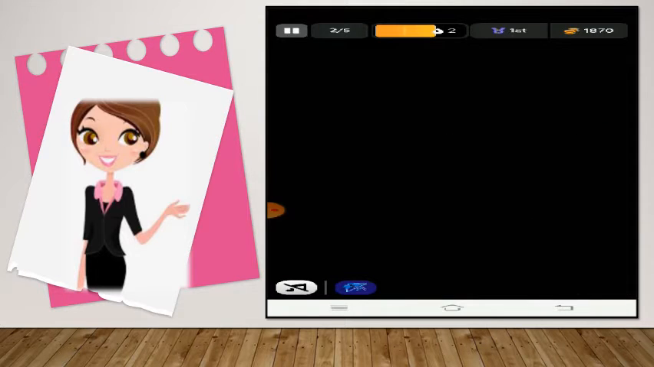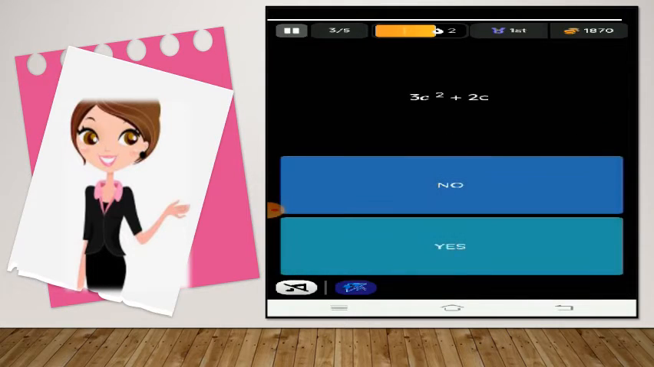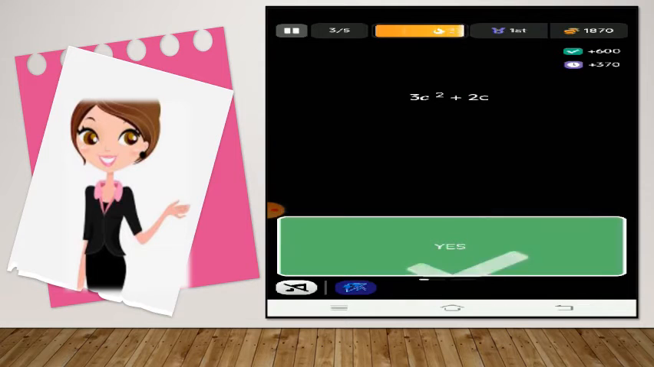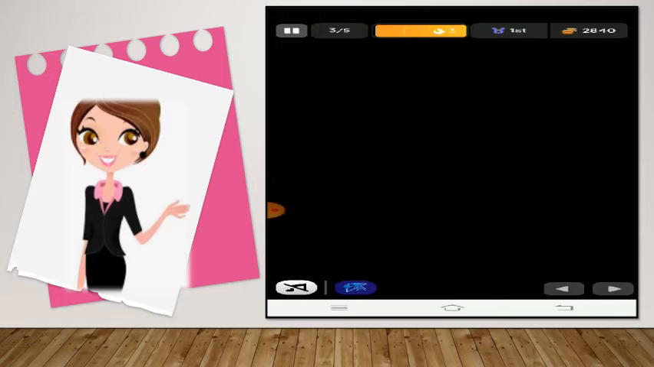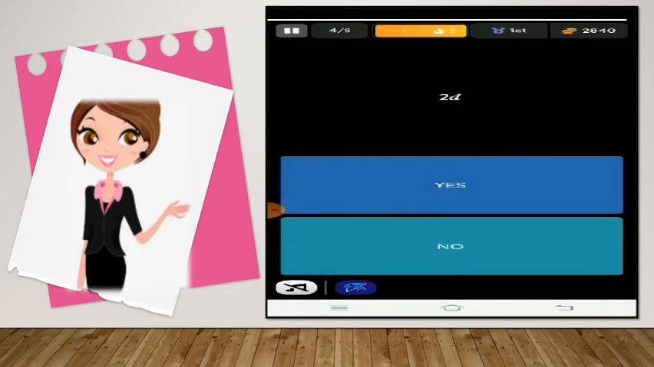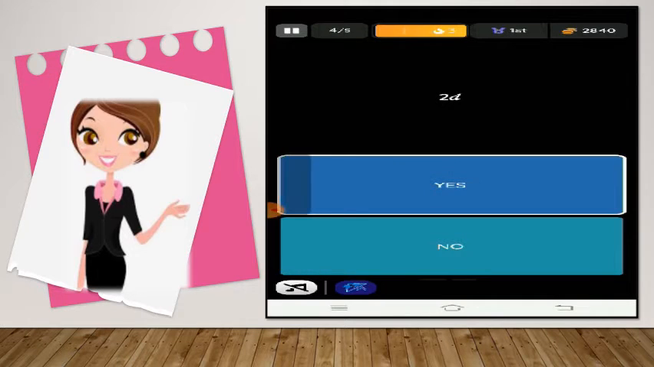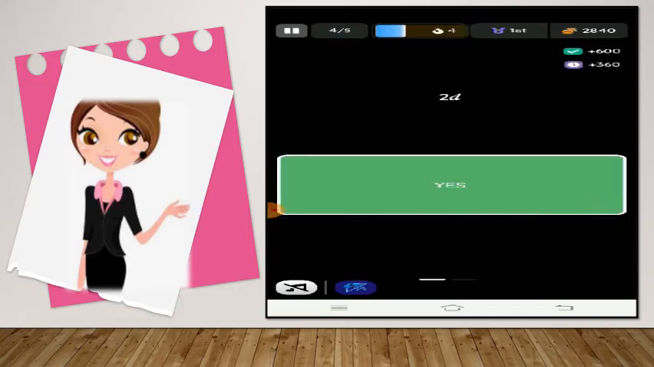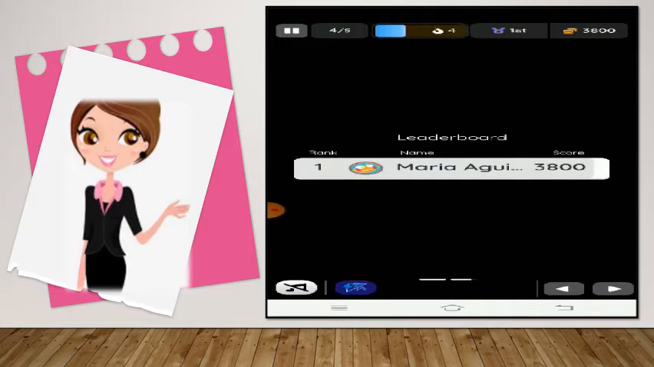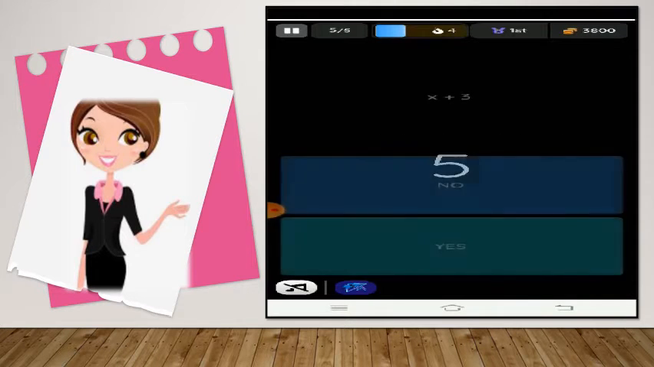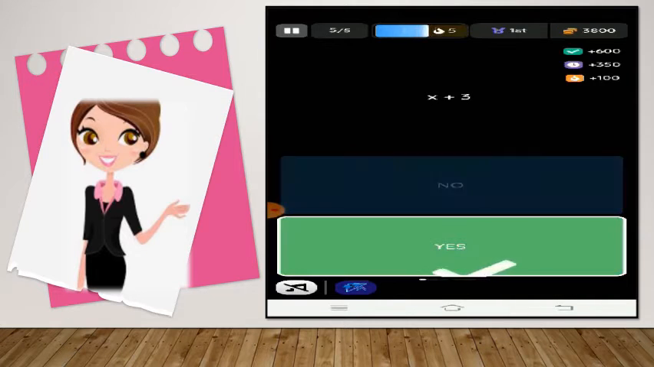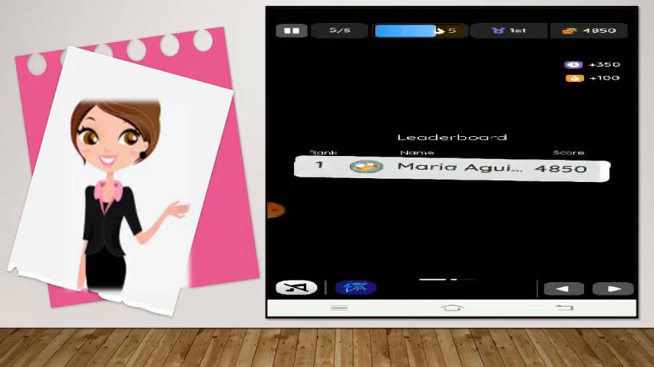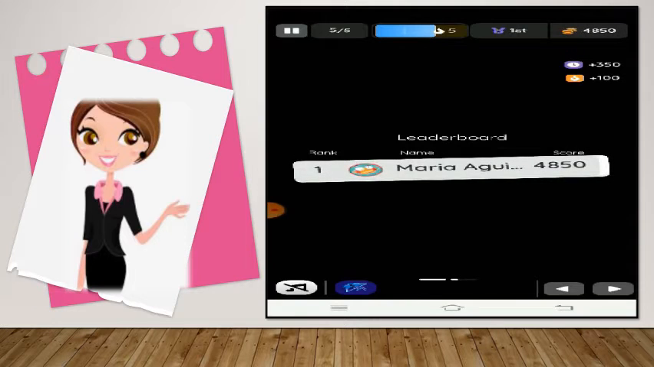Third question, 3c squared plus 2c. So I click yes. Then 2d, is that yes or no? So I click yes. And next, x plus 3. Alright, so that's the last question.